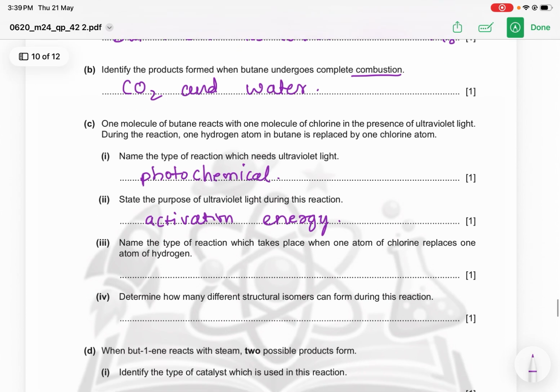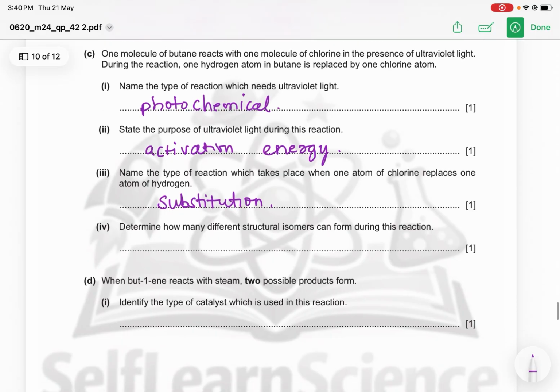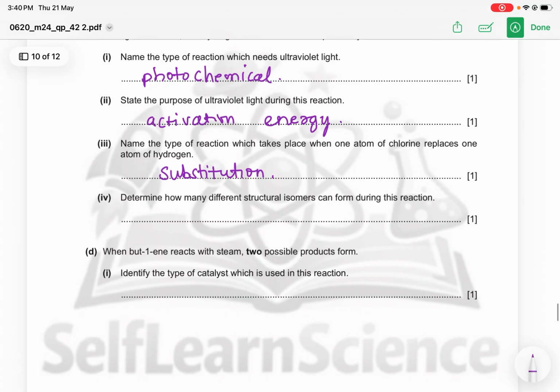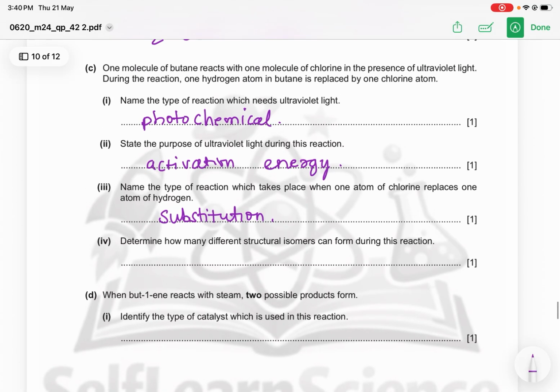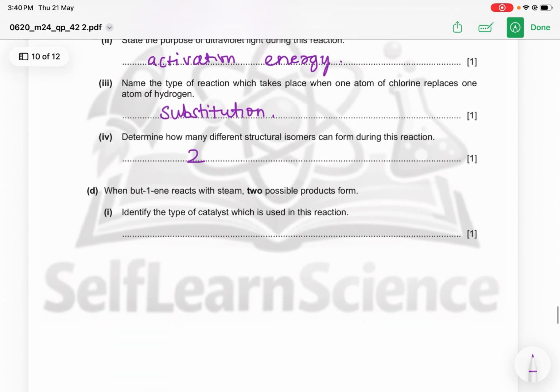Name the type of reaction which takes place when one atom of chlorine replaces one atom of hydrogen. This is known as a substitution reaction. When one atom is replaced by another atom or a group of atoms, this is known as a substitution reaction. Determine how many different structural isomers can form during this reaction. There can be only two structural isomers, that is 1-chlorobutane and 2-chlorobutane. This is the only possibility, so we have only two structural isomers forming.